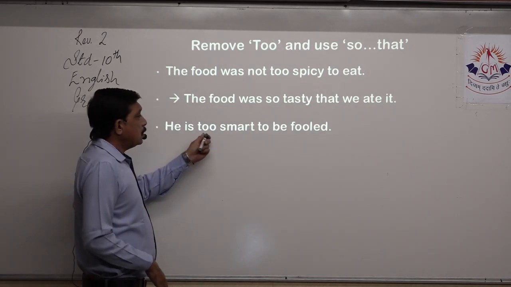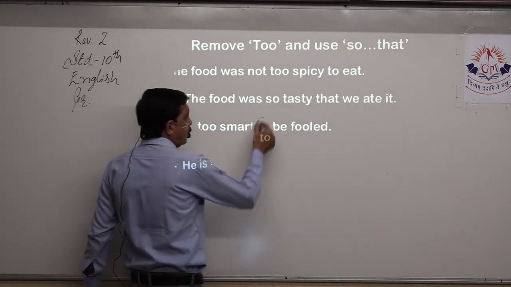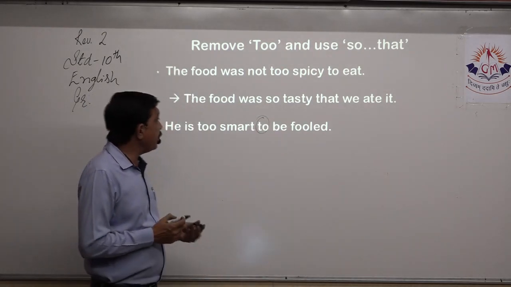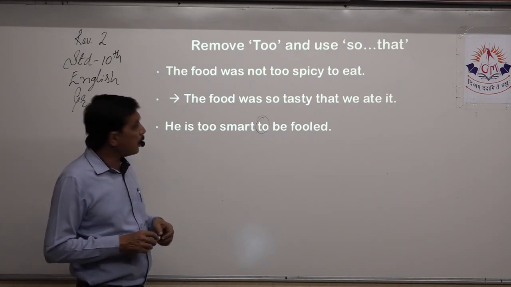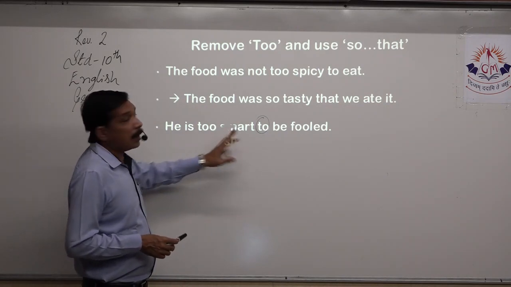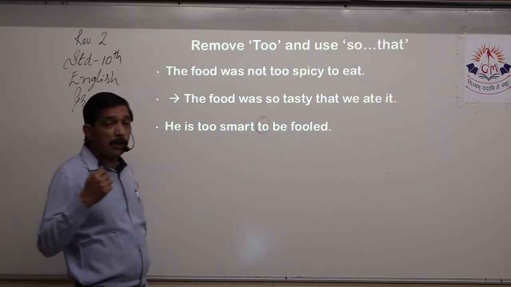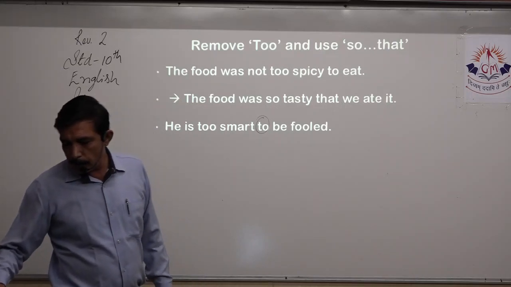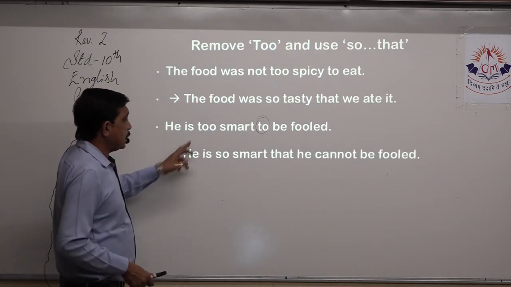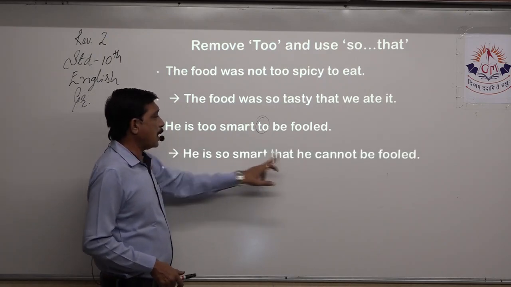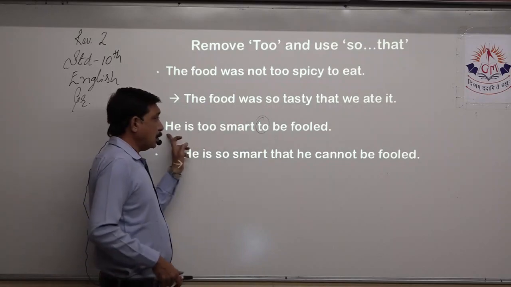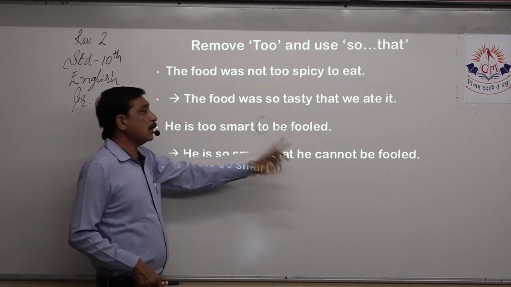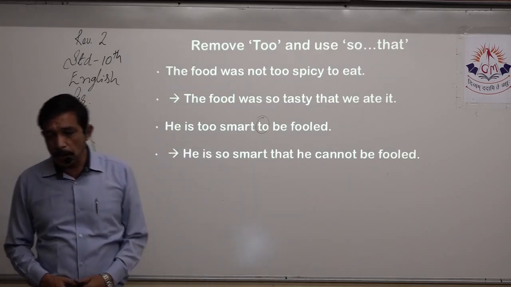Again, he is too smart, but "too" is over here. So when I use "so that", I'll have to extend it, that he could not be fooled or something like that. He is too smart. No negation is there. So that means when I use "so that", I'll use negation. He is... I remove "too", and it is so smart that... Again, I'll have to use a pronoun. He cannot be fooled, because negation is not there. I have to add negation over there.